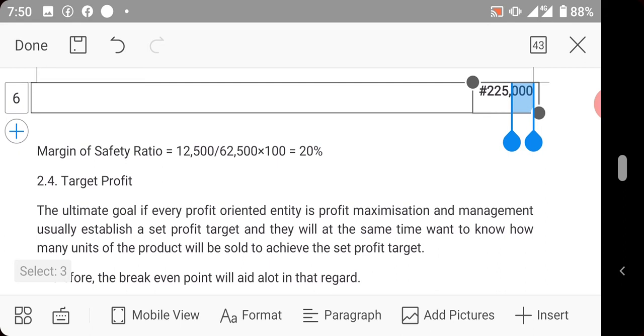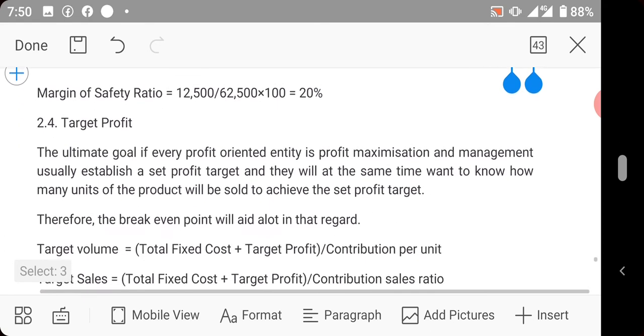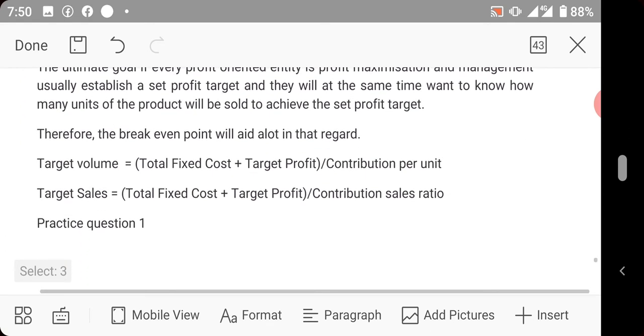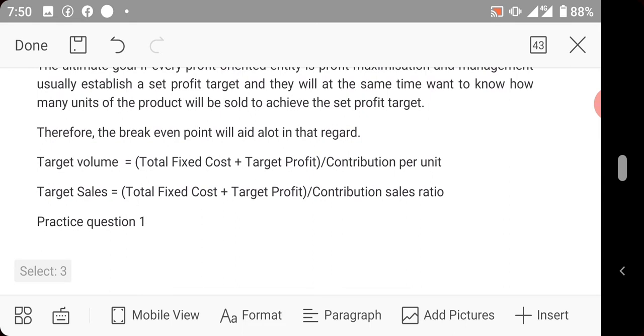Now let's look at how you can get targeted profit. You see, break-even point analysis is important because it enables the company to know how much they can sell in order to achieve a targeted profit. So it's simple. We just adjust the formula of break-even point. So we'll now move on. Targeted volume. Therefore, the break-even point will aid a lot in that regard.